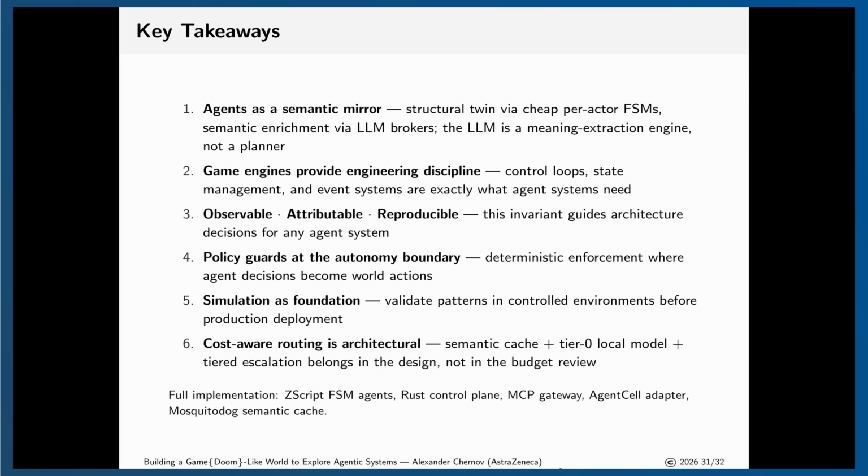What this presentation is about is that agents are semantic mirrors. We can have a structured twin with a chip per actor finite state machine. Semantic enrichment via LLM brokers, and the LLM is a meaning abstraction engine, not a planner. Game engines provide engineering discipline. They have control loops, state management, and event systems, exactly what agent systems need. We can make agents observable, attributable, and reproducible. This invariant guides architecture decisions for any agent system.